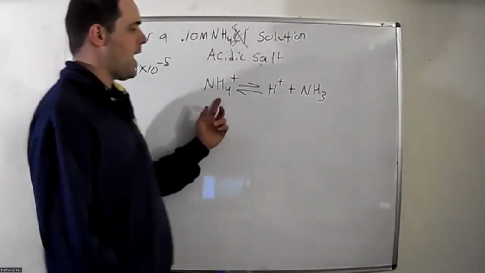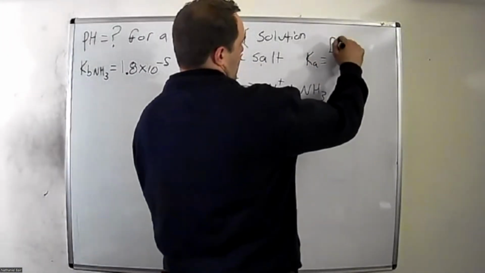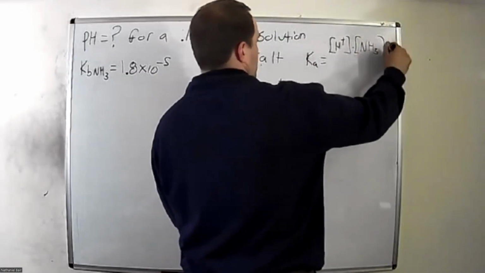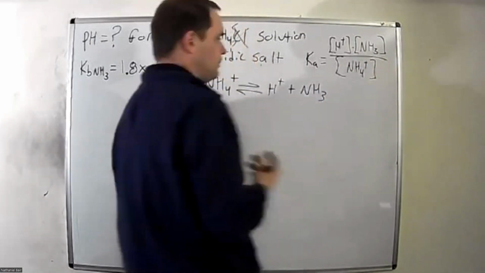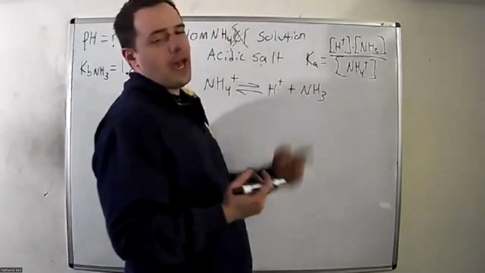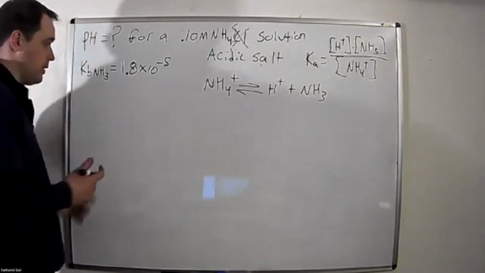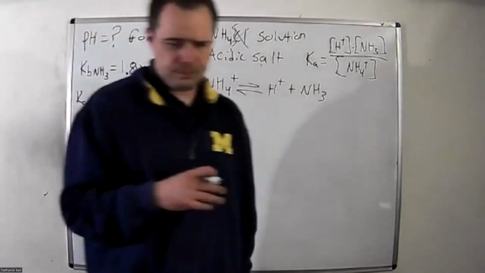So here we go. We have an acid. It's making H plus. So we're going to write our mass action expression. Ka equals H plus times NH3 all over NH4 plus. We need a Ka, and we have Kb. That's okay. Y'all can fix that. Go ahead. Get Ka from that Kb. Take a minute.